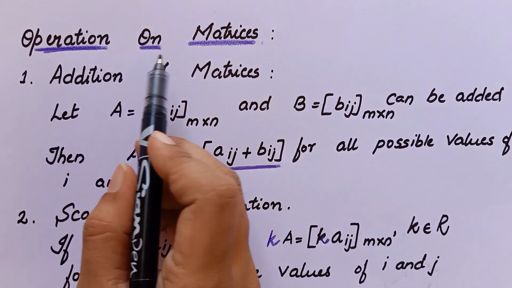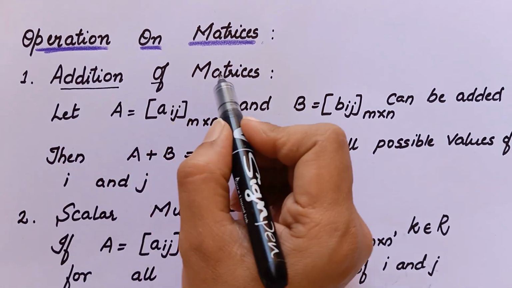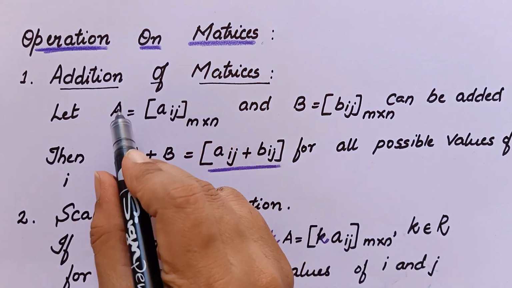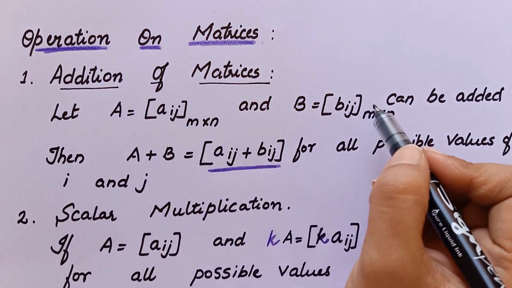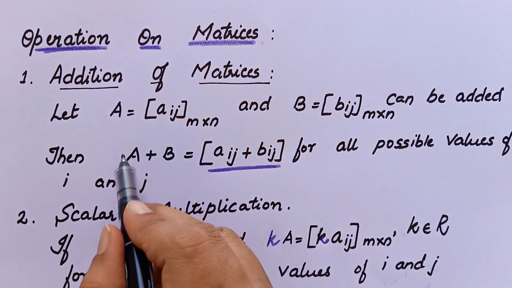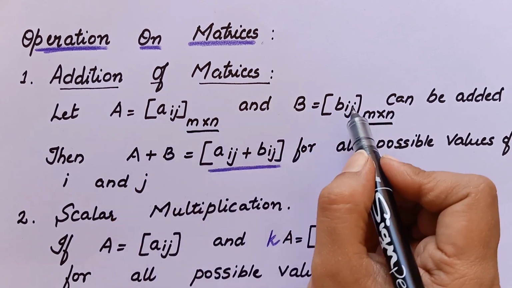Now we'll see the operations on matrices. So the first one is addition of matrices. When do you think that you can add the two matrices? Even if the order is different, can you add the matrices? No, no, no, no. Only if they are of the same order. The number of rows and the number of columns should be equal in both the matrices. Then only you can go for the addition of matrices.